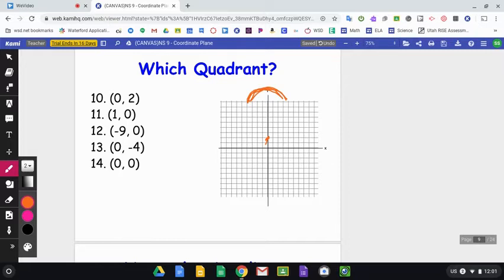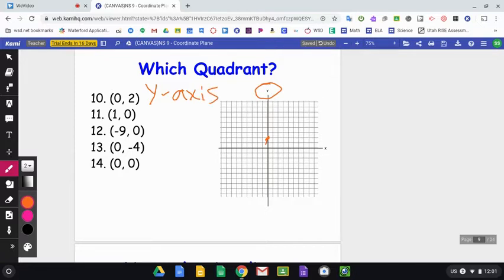This is when I wish you were here so that I could hear your answer. And I hope that you're saying it's not in a quadrant, and it's actually on a special line that we talked about for a minute at the beginning of our lesson. It's on that y-axis. So it's not in a quadrant, so we would just put y-axis.